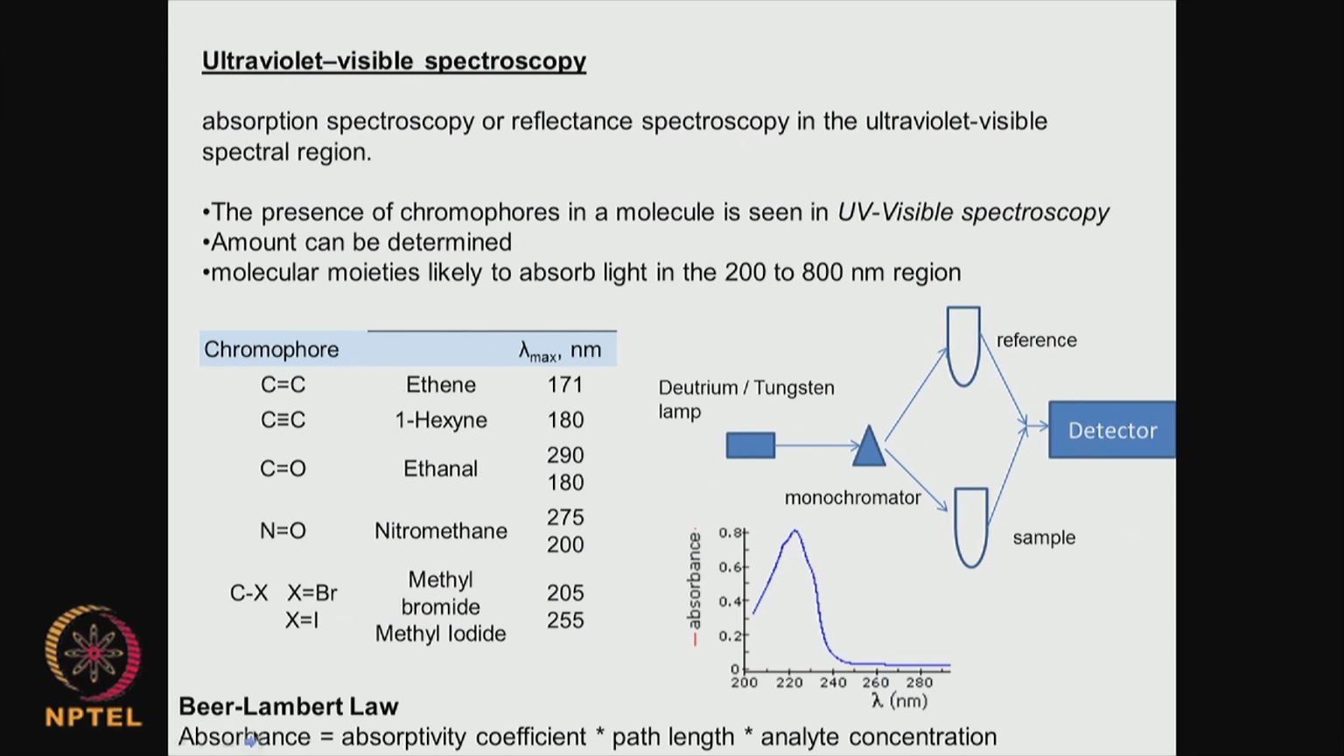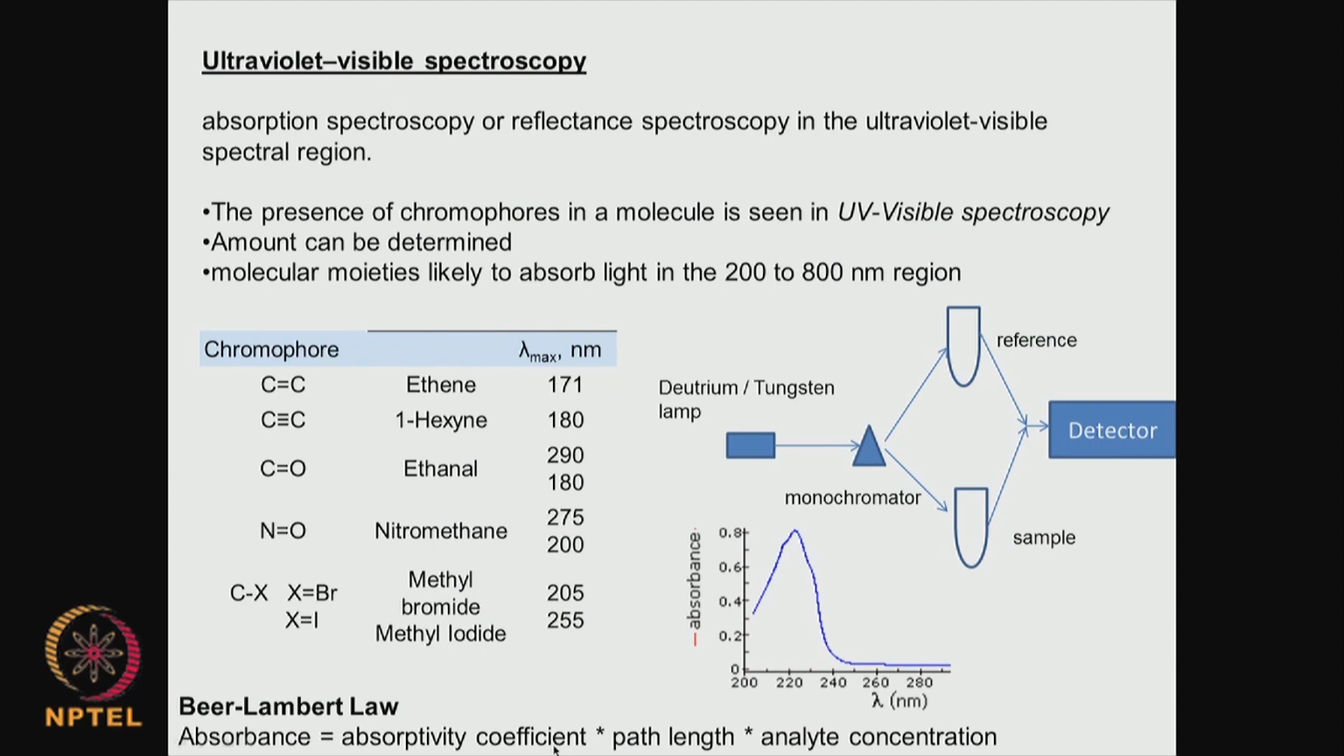So, it uses the Beer-Lambert law. If you remember from your school days or 12th standard days, it is given as absorbance equal to a constant called the absorptivity coefficient, times the path length, that is this length, times the concentration of the analyte. So, from the absorbance we can calculate analyte concentration, or from the analyte concentration we can calculate absorbance. So, this is also a very useful technique.